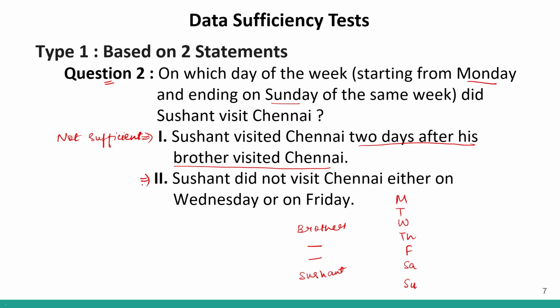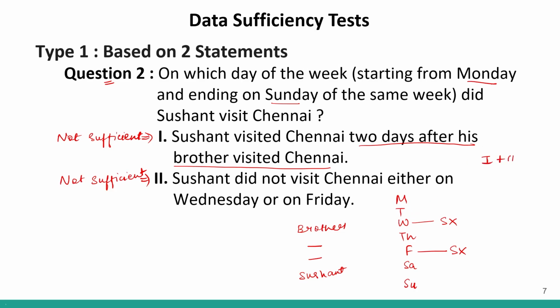Let us look at statement number 2. Statement 2 says Sushant did not visit Chennai either on Wednesday or on Friday. So it says that Sushant did not visit on Wednesday, nor did he visit on Friday. This is the information that statement 2 gives us. This alone is also not sufficient to answer on which day of the week he visited Chennai. So now I will look at statements 1 and 2 together.